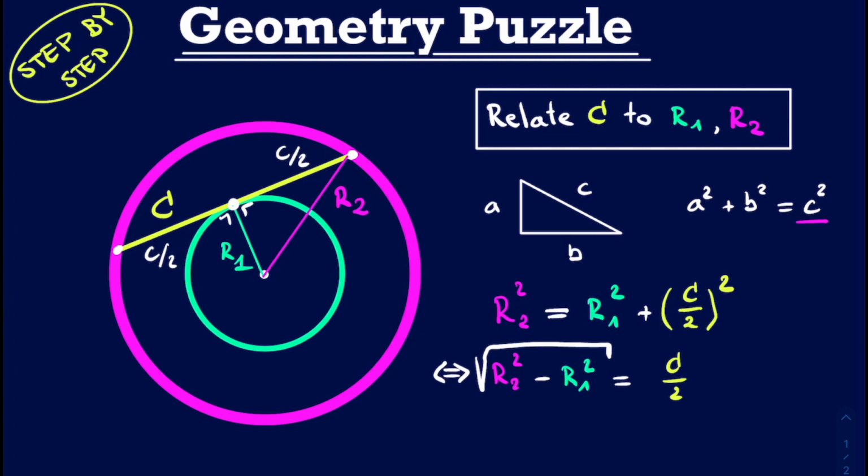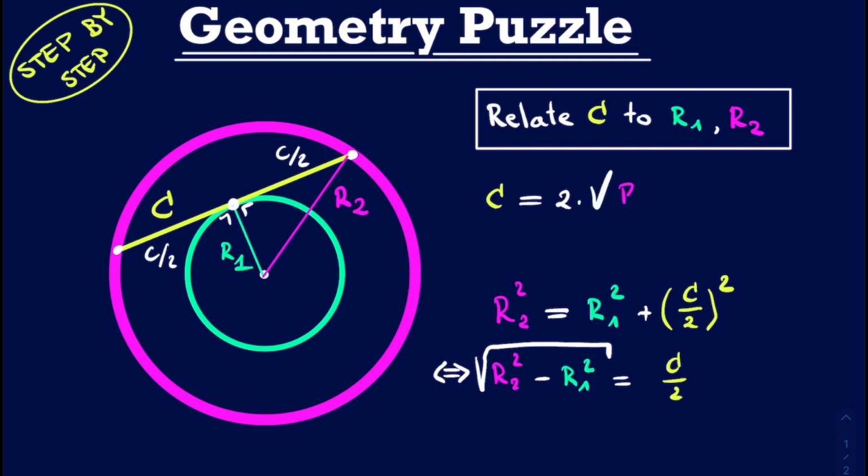Then to completely isolate C, we multiply both sides by 2 to get rid of this divided by 2. And our final solution becomes that C, the length of this tangent line, is equal to 2 times the square root of R2 squared, the radius of the large circle squared, minus R1 squared, the radius of the smaller circle squared. And this is the solution that we were looking for.